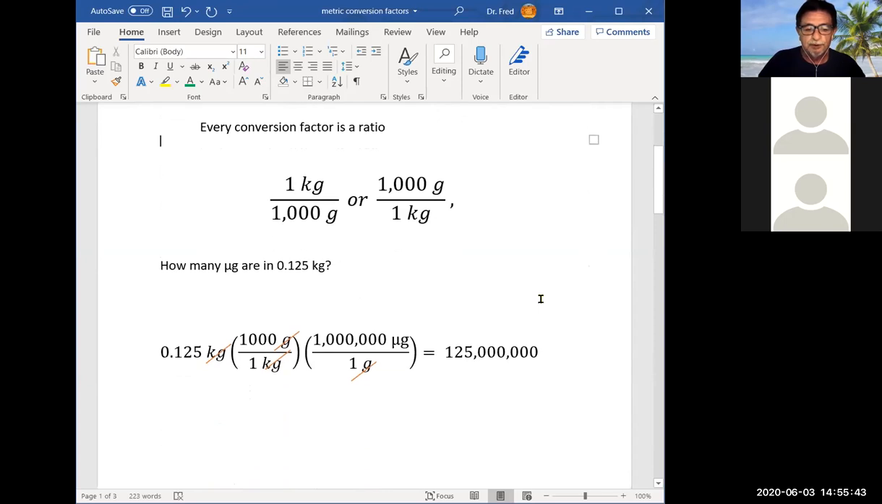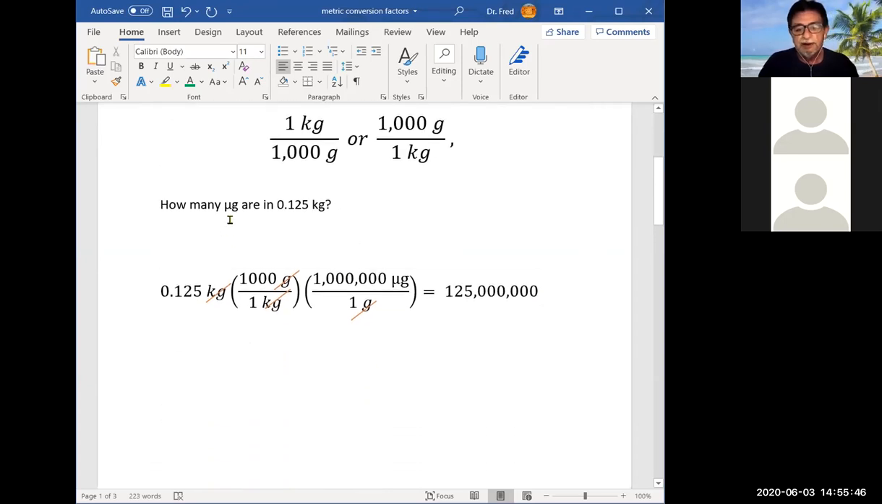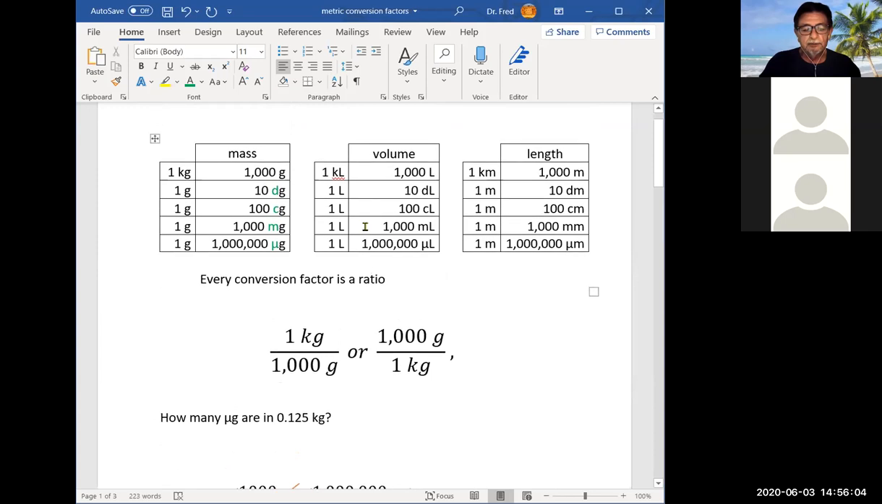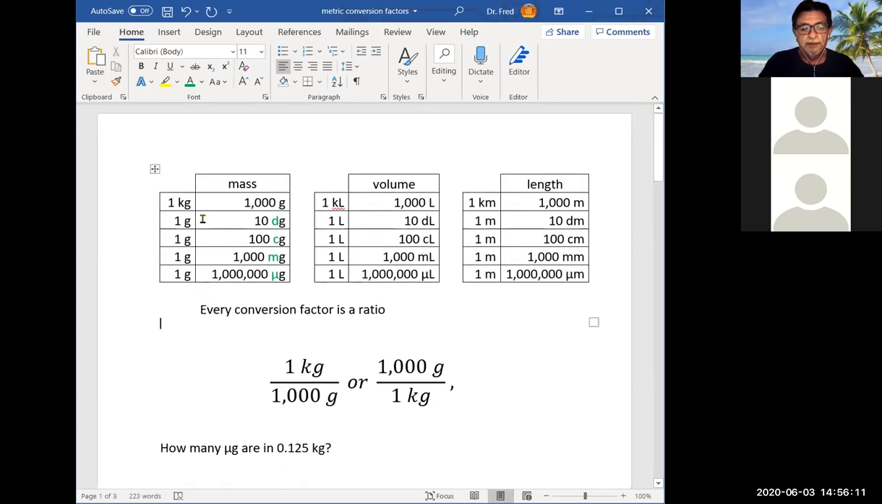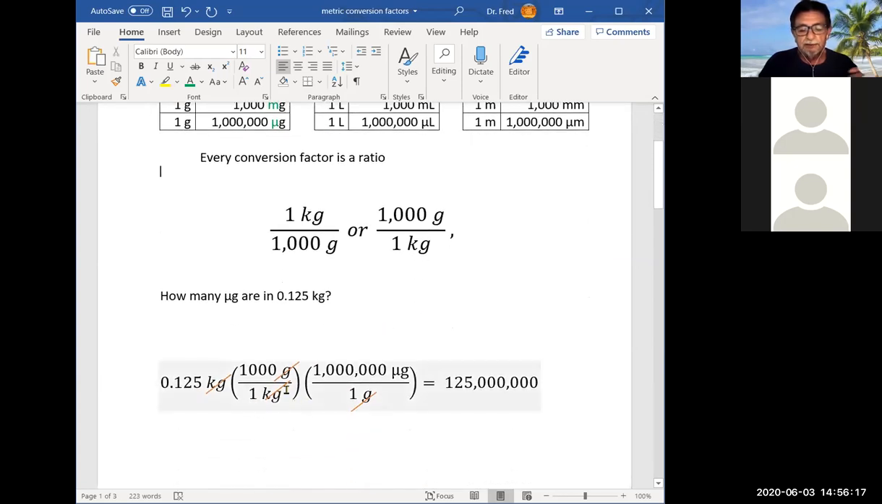Let's take this example here. The question is, how many micrograms are in 0.125 kilograms? Well, first thing we do, we write down what we know: 0.125, that's what we're given, kilograms. Going back to this table, I can't go directly to micrograms, but I can go to grams because I know that in 1 kilogram, there's 1,000 grams.